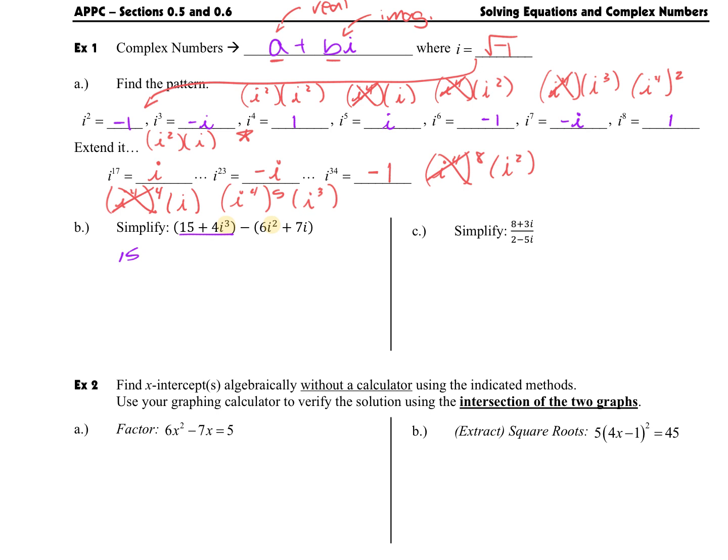Let's rewrite this first part. So 15 plus 4i cubed. i cubed is negative i, so this becomes negative 4i. Now the next part, I'm going to write that next binomial. I'm going to keep that in its parentheses for right now. i squared is a negative 1, so this first term inside that binomial becomes a negative 6 plus 7i. Now I can distribute.